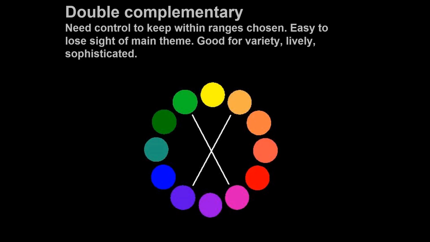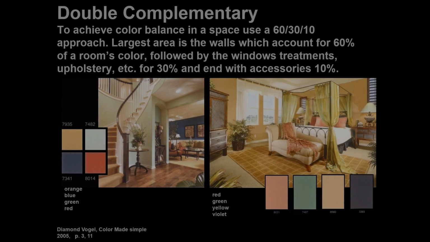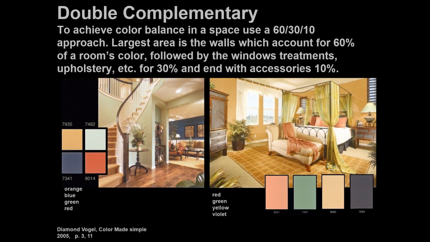Double complementaries are interesting in that you choose a color and its opposite, but then also its adjacent. So in this case, the opposite of this color is this one, the yellow green and the red violet. And then this one, the yellow orange and the blue violet, are opposite from each other, but they are adjacent to each other as well. There's kind of a dual mode. It creates a very complex situation, and it could get a little bit too much.